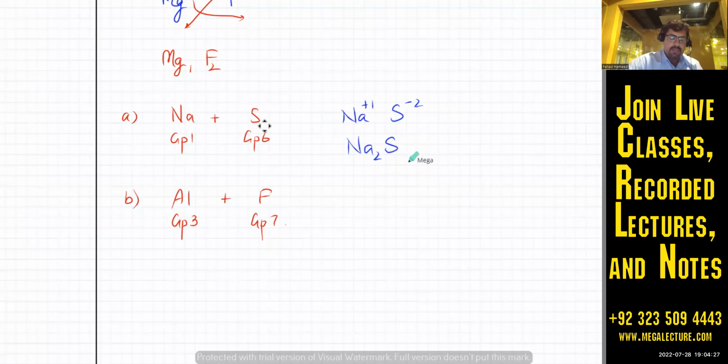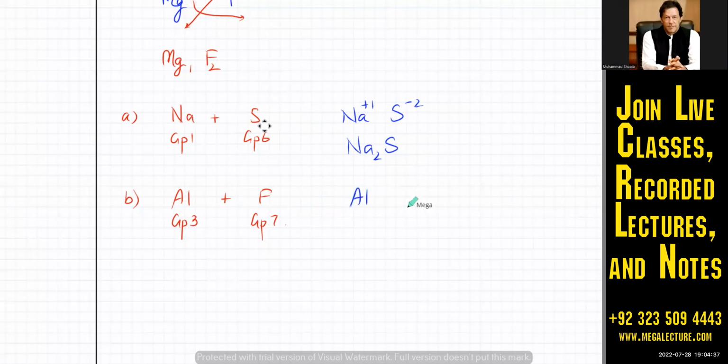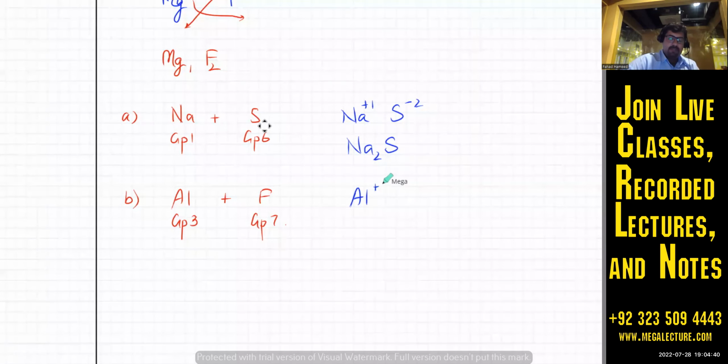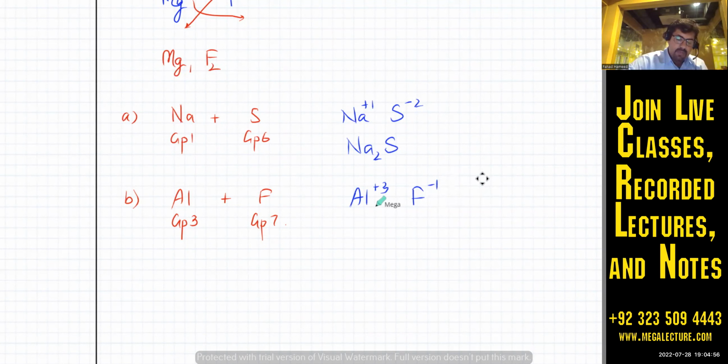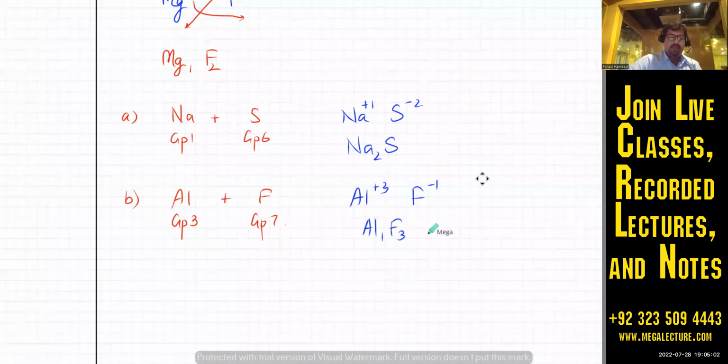For the second one, Al is group 3 and F is group 7. So what is that? AlF3. Okay, exactly. Al is group 3, so that's +3, and F is group 7, so that's -1. So it's going to be Al1 and F is going to be 3. Again, you don't have to write 1.